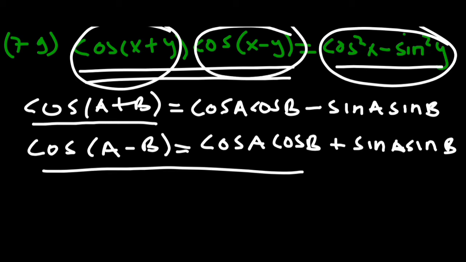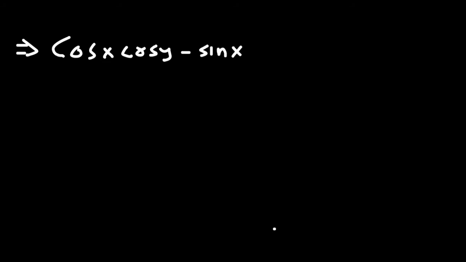Okay, so now let us try to expand. If we expand, our a is x and our b is y. The first one is cos(x + y). We know that it's going to be cos x times cos y, then since there is a positive sign, it's going to be negative sine x sine y, enclosed in brackets.